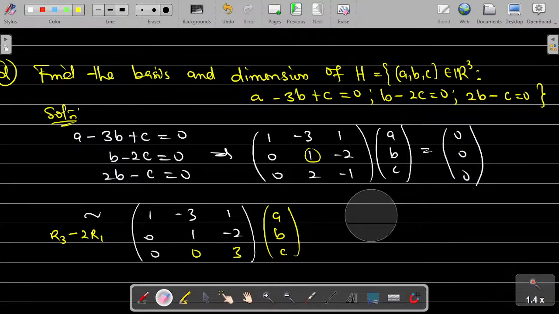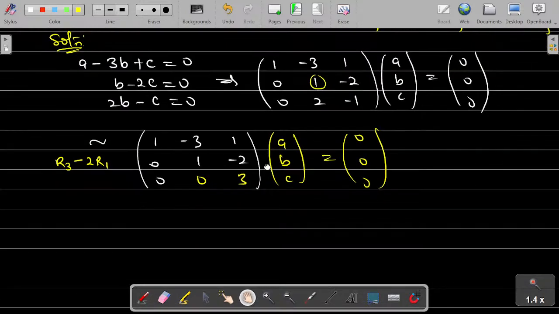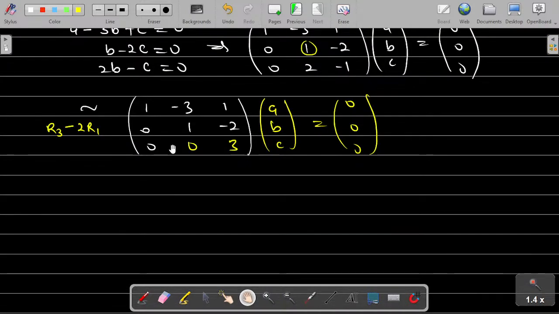And so this is going to be equal to my 0, 0, 0. Okay, so immediately I have reduced this into the echelon form, and so I can conclude. After I reduced it, no row was eliminated. So you have 3 rows there, and then you have 3 columns as well.